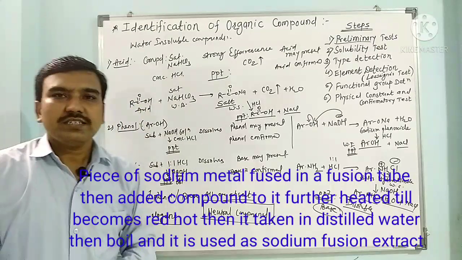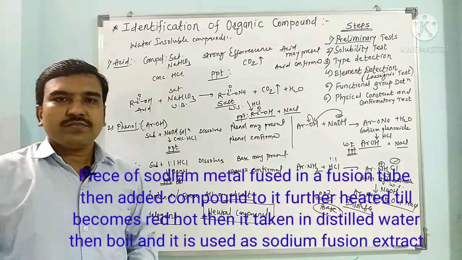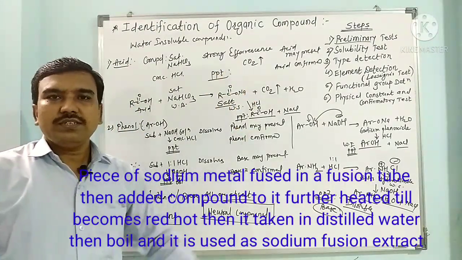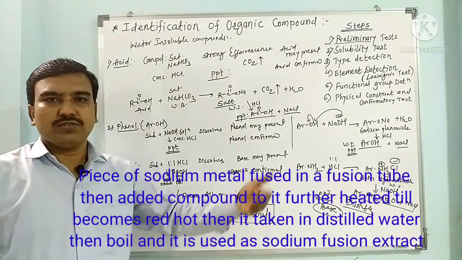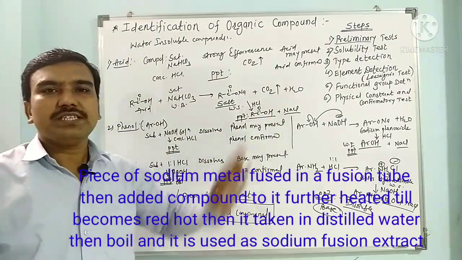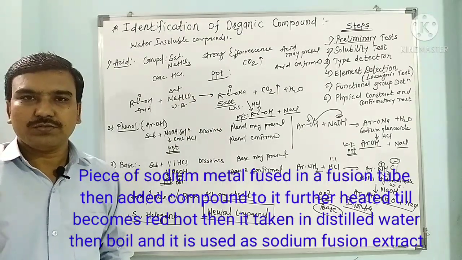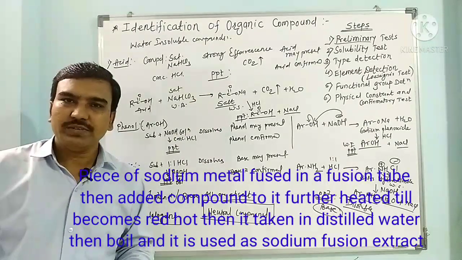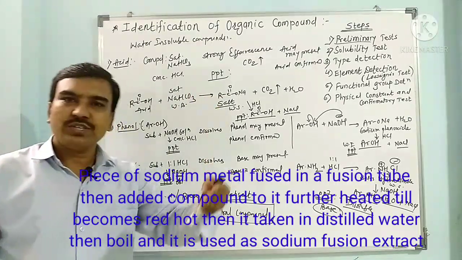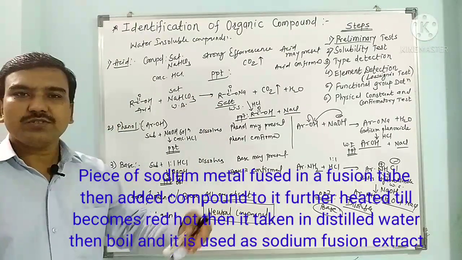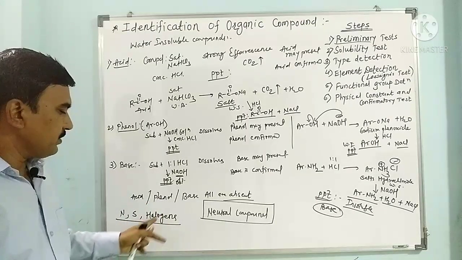In this element detection we have to use sodium metal, and for the different elements nitrogen, sulfur and halogen we have to perform different tests. Element detection is a very important part in the identification of an organic compound. For that purpose we take sodium metal and prepare the sodium fusion extract, and that extract we use for the detection of nitrogen, sulfur and halogen.